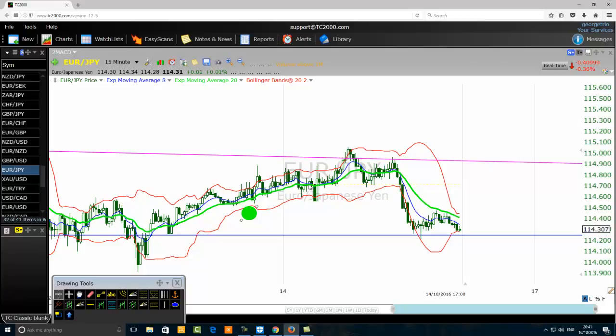As you can see here, we can't see the 8 below it, but you can see that here the price came to touch the lower part of the Bollinger Band. This constitutes another bullish setup. Boom, 10 pips out of this trade. Does it make sense? All right.